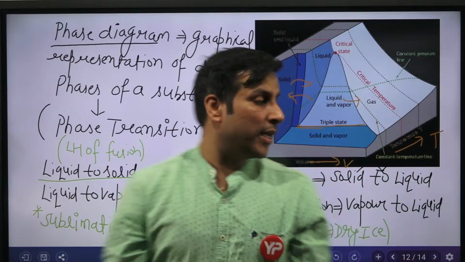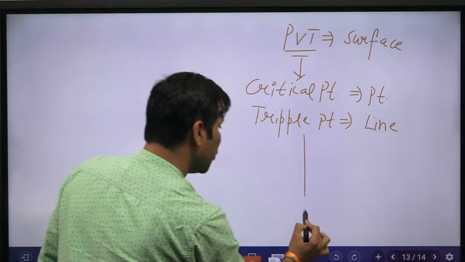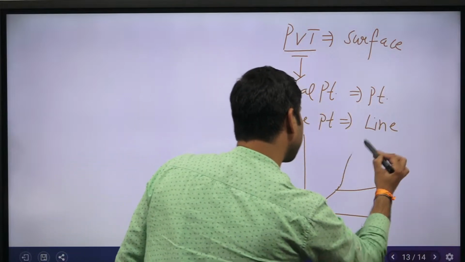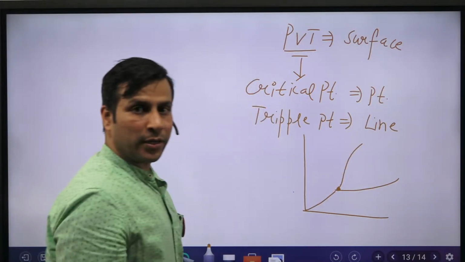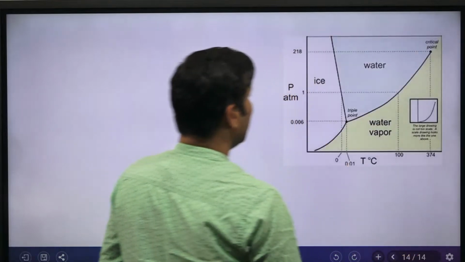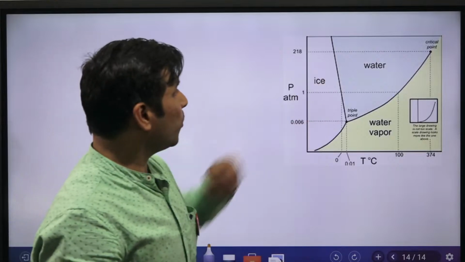So if you represent this on a PT diagram, you will have some graph something like this. This type of curve you will get, and this is your triple point. This is your triple point on the PT diagram which I have shown you here. So this type of curve you are getting, and this is for water actually.